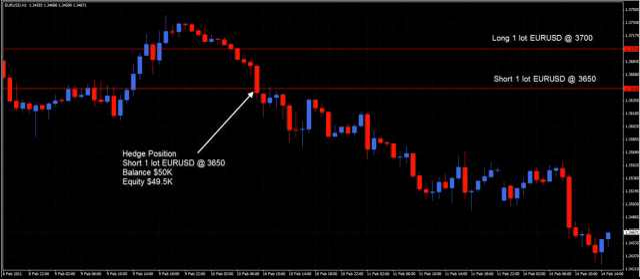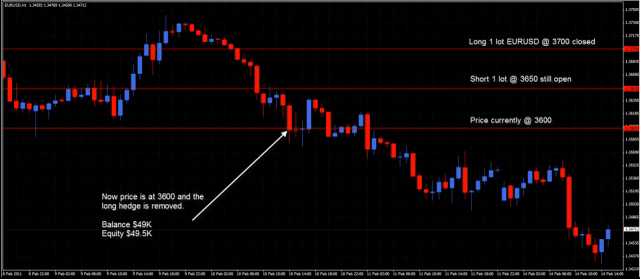All right. Now, price moves against you 50 pips, and you decide to hedge the position. So, in your MetaTrader account, you will show long one lot Euro US dollar at 3,700, and short one lot Euro US dollar at 3,650. In this scenario, your balance will still be $50,000, but your equity will be $49,500 because of the 50 pip drawdown on one standard lot.